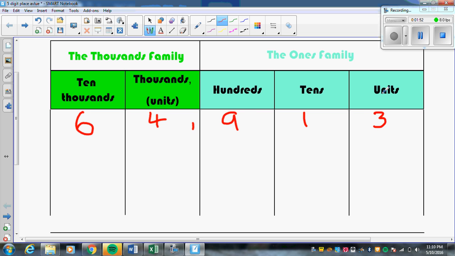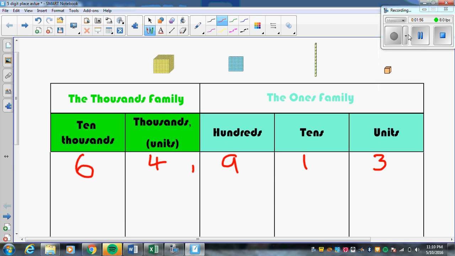Okay, so what are we talking about here? Well, let's have a look. We've got 3 units. If I pull that back up here, we've got 3 of these basically. Here we've got 1 lot of 10, which is just one of these sticks. Here we've got 9 lots of hundreds, and in our base 10, that would be 9 of these base 10 flats. Moving into the thousands family, we have 4,000. That would be 4 of these base 10 cubes.